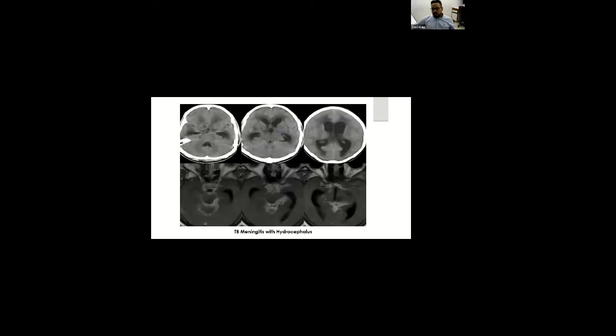Infectious etiologies are one of the most common causes of hydrocephalus, with bacterial or tubercular meningitis being associated with it. Tuberculous meningitis is pathologically characterized by the occurrence of thick basilar exudates. In this case, on the top are the CT images. You can see that there is dilatation of the ventricular system with periventricular hypodensity. And on the bottom are the post-contrast axial sections in which you can see thick nodular enhancement at the level of the basal cisterns and surrounding areas consistent with TB meningitis.